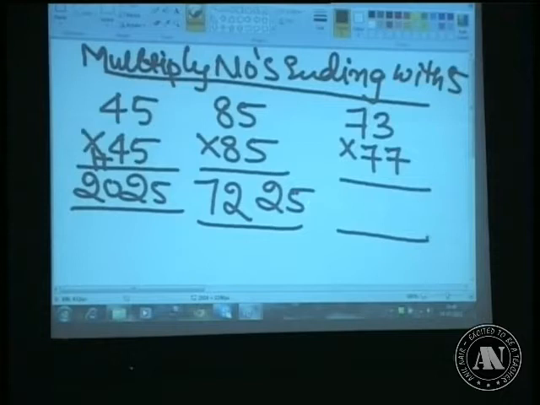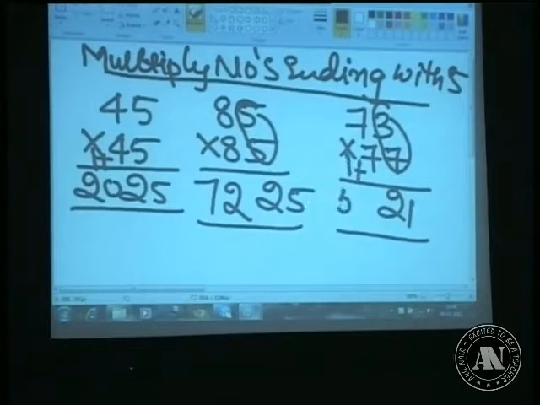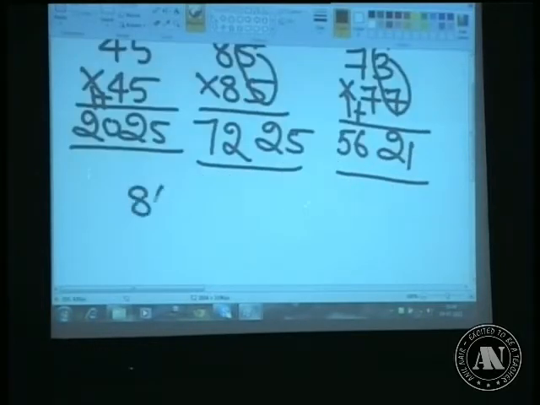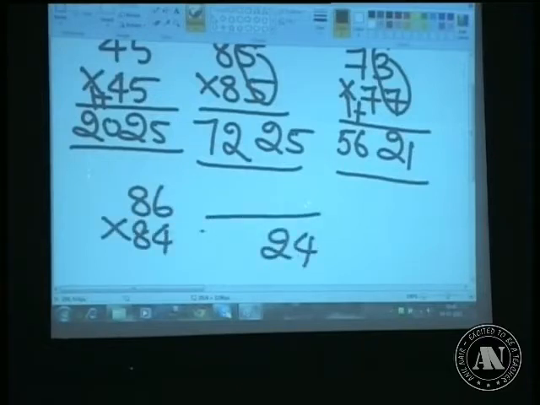If I observe, there are two common analogies. What is 3 plus 7? 10. What is 5 plus 5? 10. Same method. 3 7s are 21. Add 1. 7 plus 1, 8. 8 7s are 56. Suppose 86 into 84. What is the answer? 6 4s are 24. 9 8s are 72. First write down, sir. Then we will increase the level.